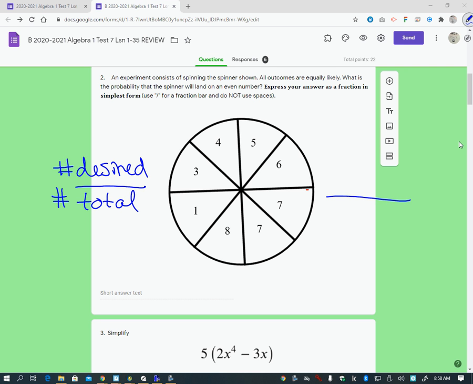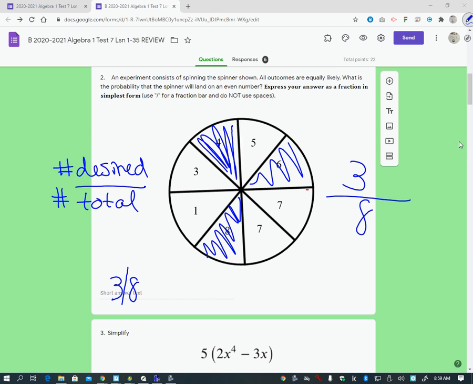What is the total here? 8. Okay. Total is 8. What do we want? Even numbers. Is 3 an even number? No, it's 4, 6, 8. How many do I have? 3. What's the probability of landing on an even number? 3/8. 3, 8, no space. That's what I put, exactly like that.